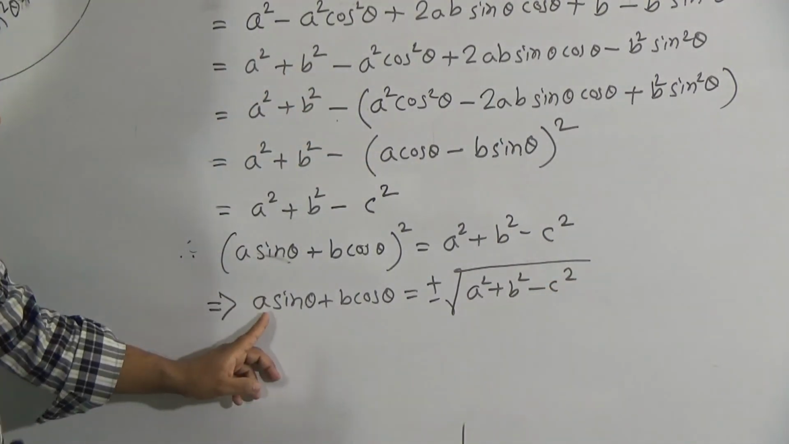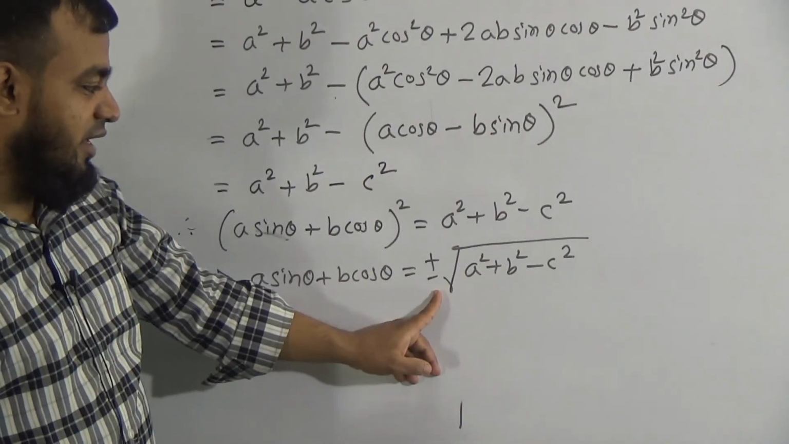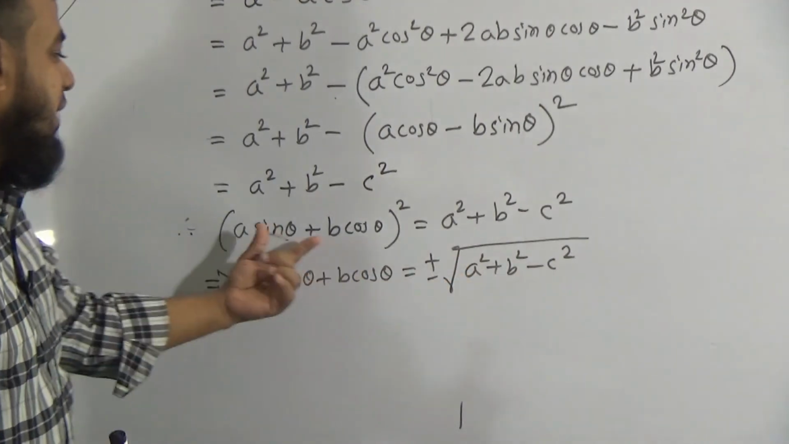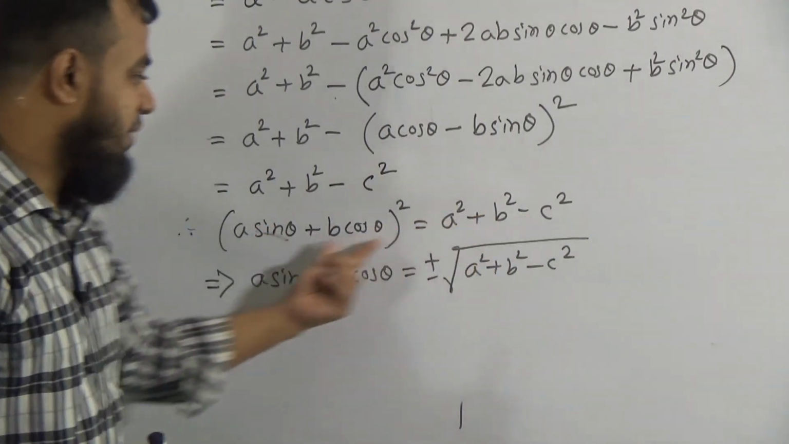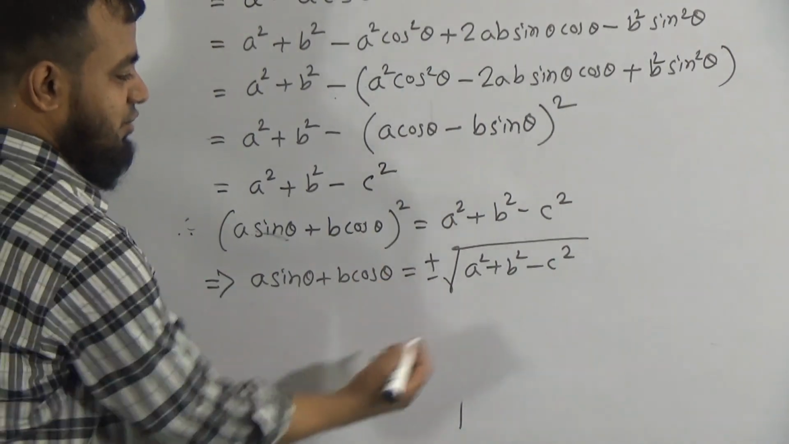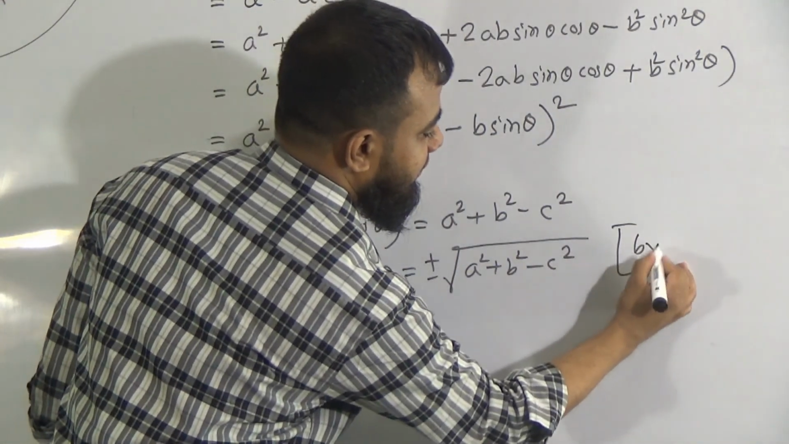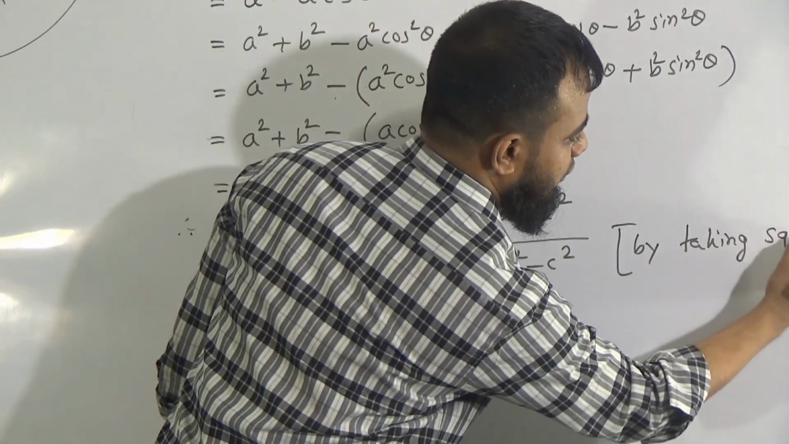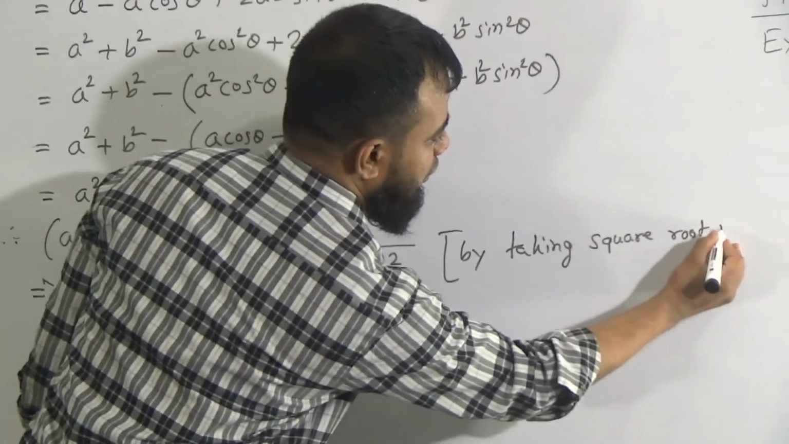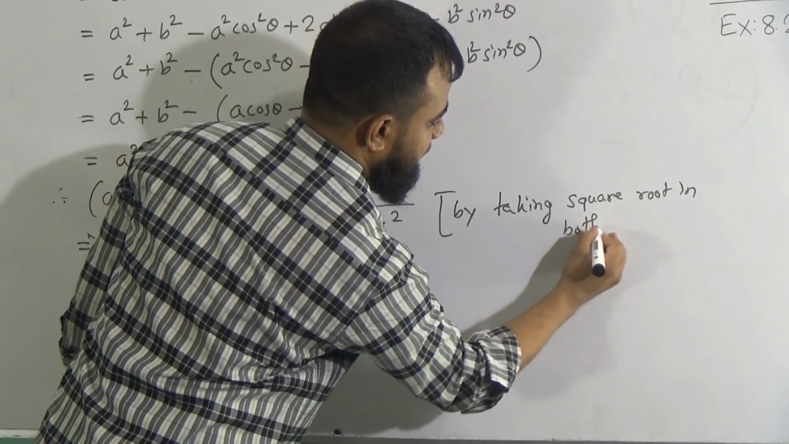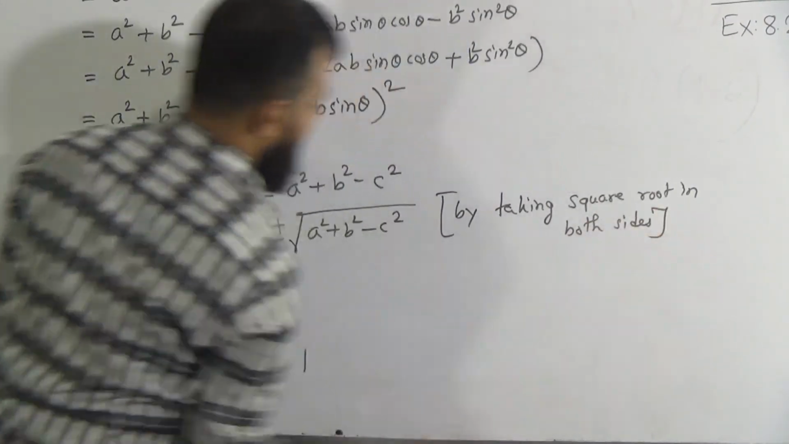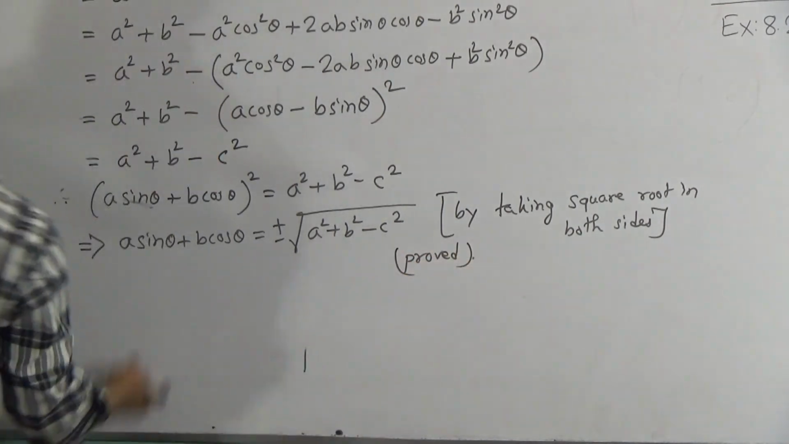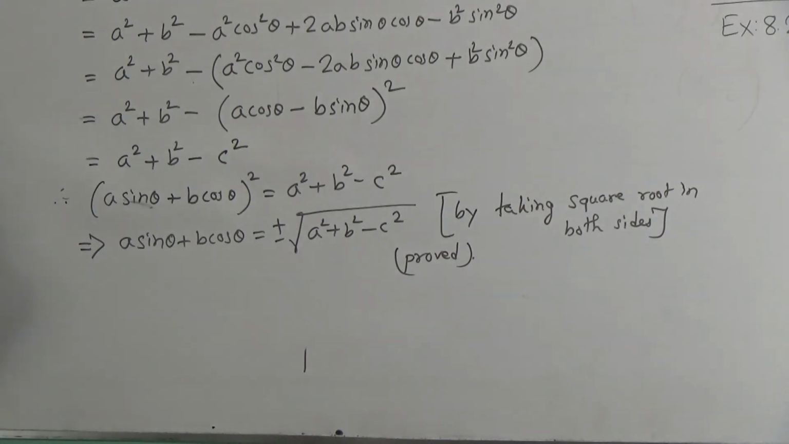We need to prove this one: a sin theta plus b cos theta equals plus or minus square root of a square plus b square minus c square. How can we get it? By taking square root on both sides. By taking square root on both sides, we will get this one. So write it down, by taking square root on both sides. Okay, and you can write proved here, because this is our required proof. Okay, I think you have understood, my students.